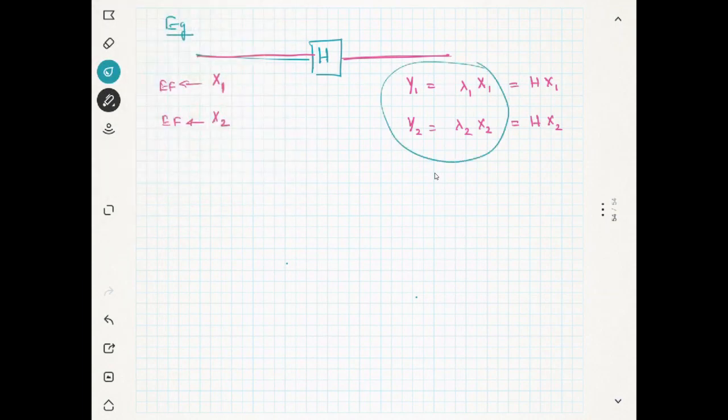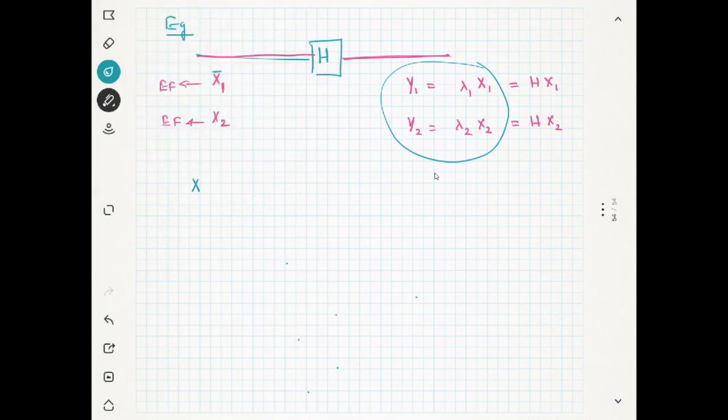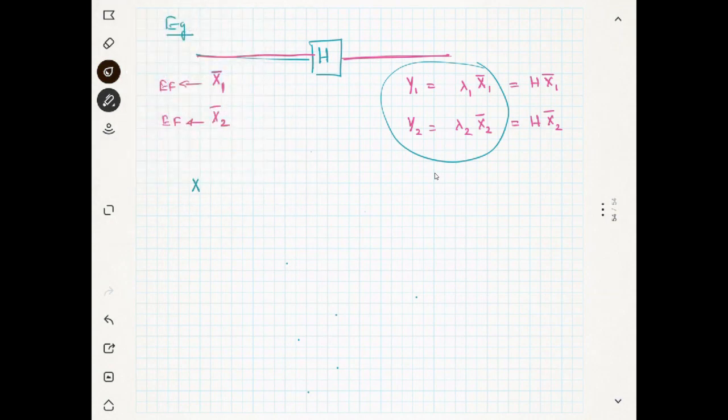Now, if I give another input which is not an eigenfunction, if you understand this concept, then it is clear. I am giving another input. Let's say I will use the notation x bar here. Instead of x, please give me some notation. Let's say my input is z. What will be my output y?